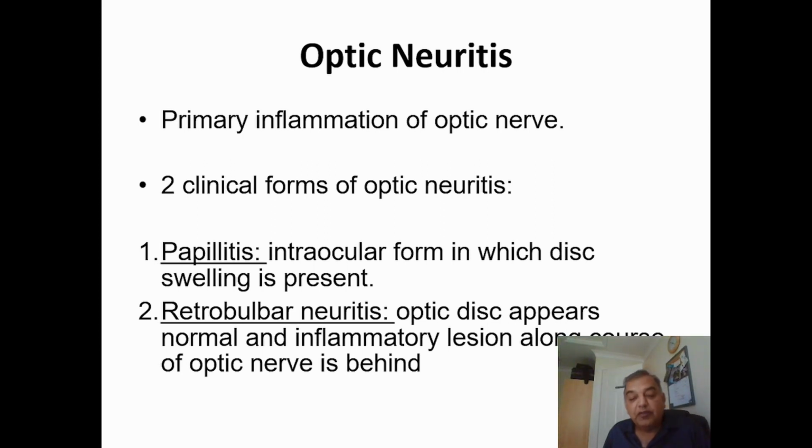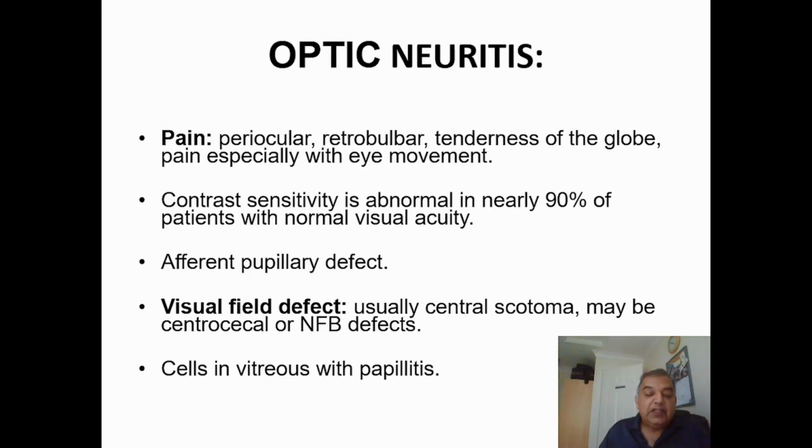that's inflamed, or retrobulbar neuritis, where the optic disc appears normal, but there's pain on eye movement because the inflammation takes place behind the disc as the eye nerve forms. The pain is periocular, it could be retrobulbar, it could be tenderness of the globe. The pain, especially on eye movement, contrast sensitivity is abnormal. 90% of patients will otherwise have normal visual acuity.